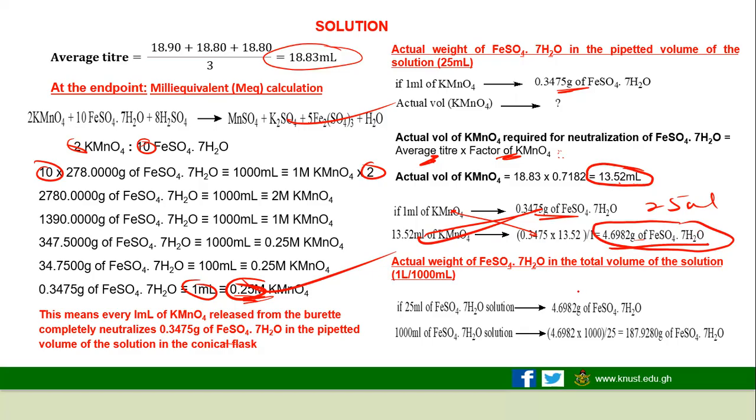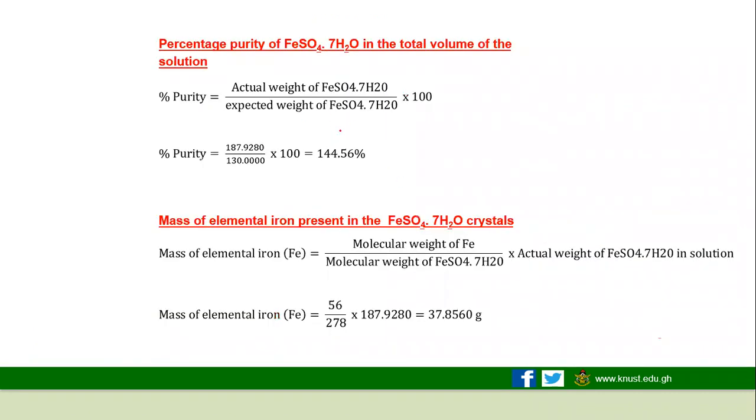My next work is to find the amount in 1000 mL, or 1 liter. If 25 mL corresponds to this one, then 1000 will correspond to it. So I do cross multiplication here, right? And I get 187.920 grams of ferrous sulfate heptahydrate. So this is the amount in the stock.